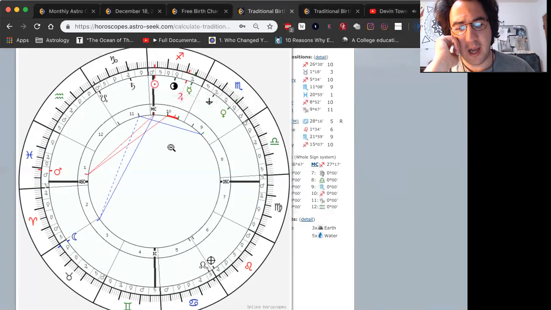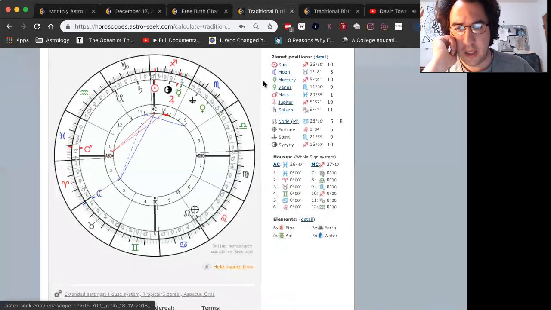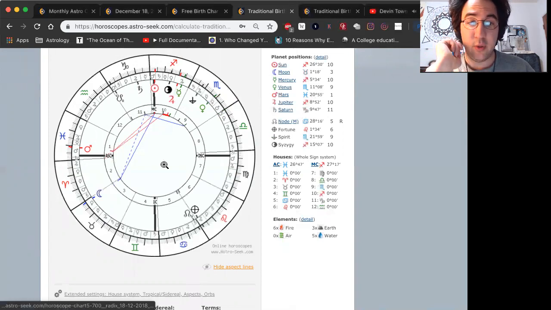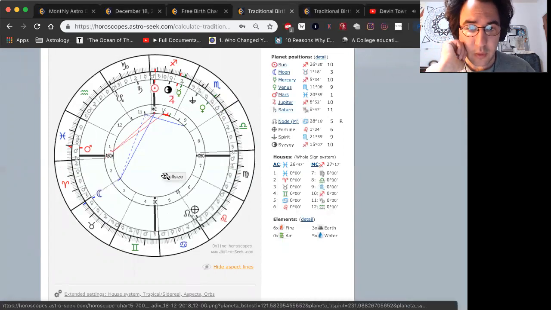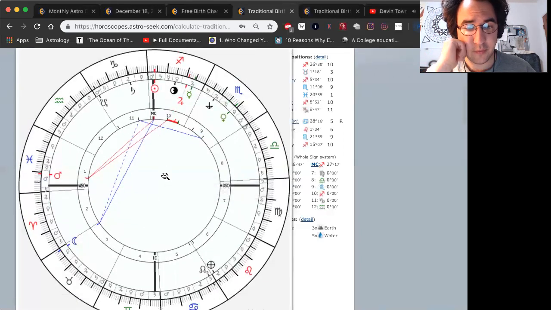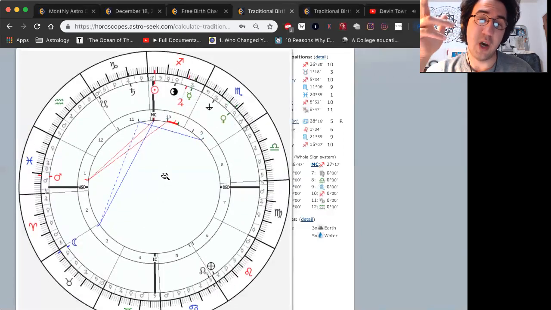And what is it applying to? Well, it's not going to apply to Mercury or Jupiter. It could apply to Saturn, and it could apply to Venus. It looks like it will apply to Saturn. So it will aspect Saturn next. So it's going from sun to Saturn.